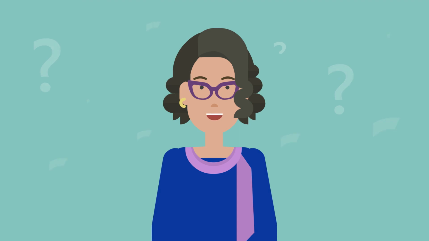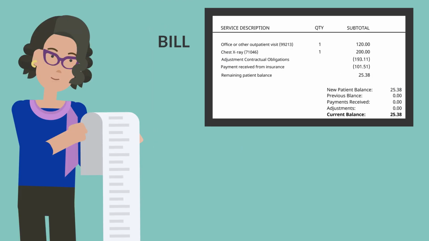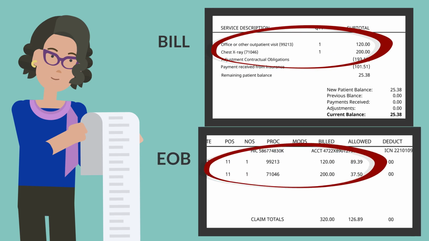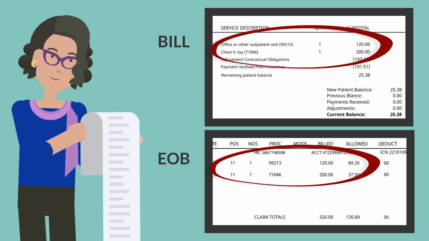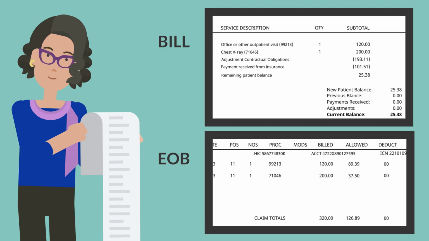Now let's look and make sure everything is correct for Robert. As we saw on his bill, the services provided, an exam and an X-ray, are the same as what we see on his EOB, so that's good. We can see that the total for the allowed amount is $126.89.